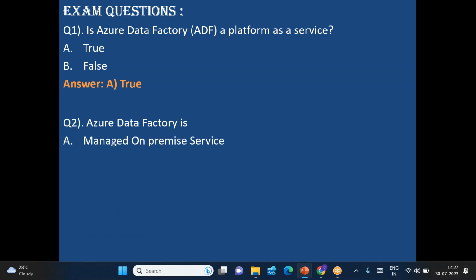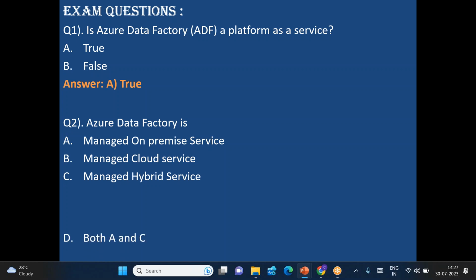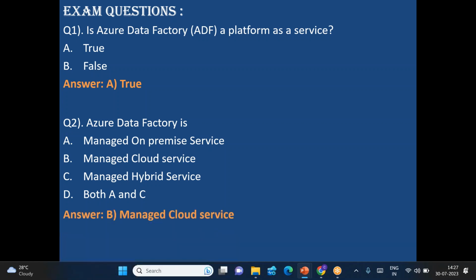The second question says Azure Data Factory is a managed on-premise service, managed cloud service, managed hybrid service, which combines on-premise and cloud, both A and C. So remember, the answer is B. It is a managed cloud service, because this Azure Data Factory, you can manage only in the cloud using the Microsoft cloud.